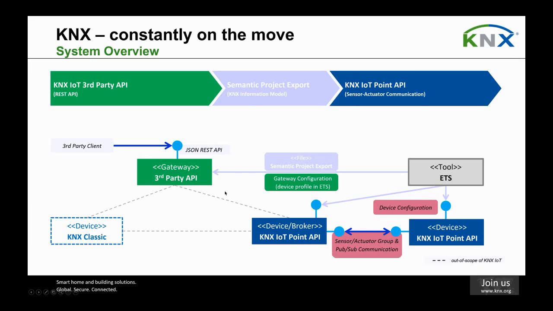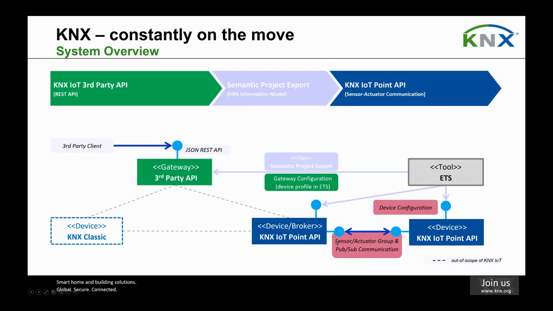This slide provides you an overview of the whole project. If we take the block here at the left-hand side, this is the world you typically know today, a device in the KNX Classic system. Such a device and the data it generates or holds would be accessible via this third-party API gateway that provides the relevant data in JSON to a third-party client.